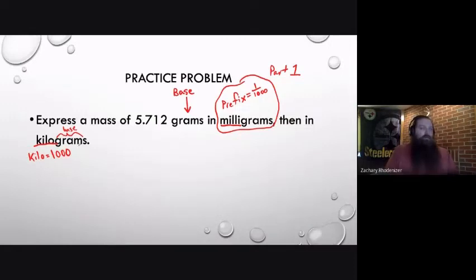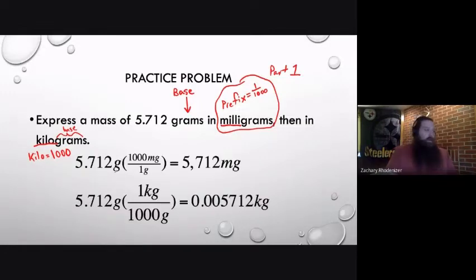If it's kilo horses, you have 1,000 horses, right? So whatever kilo goes in front of it is 1,000. So I'm still going base to prefix. So that's still just one bracket. So again, we look at it. 5.712 grams, 1,000 grams in 1 kilogram gives me 0.005712 kilograms.